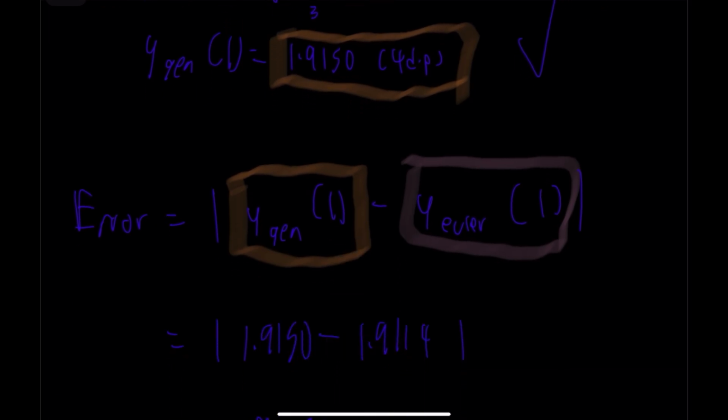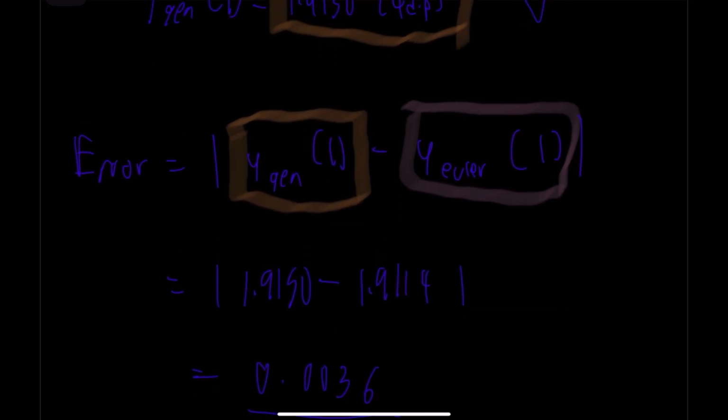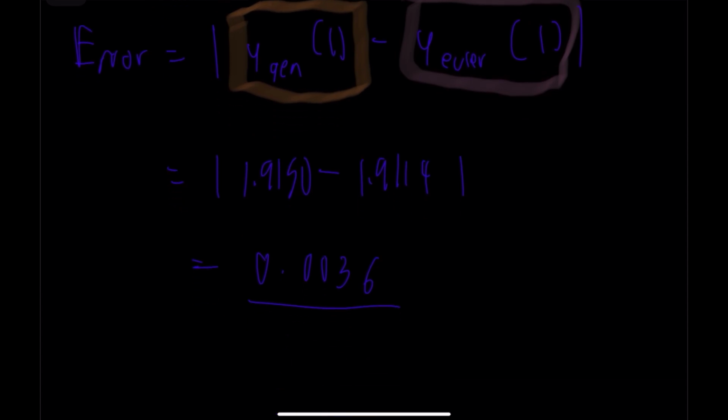Now to find the approximate error in our working, we take the general solution's value minus the value of y that we got from the Euler formula, and that gives us 0.0036, which tells us that our Euler formula was successful since the margin of error was quite small.